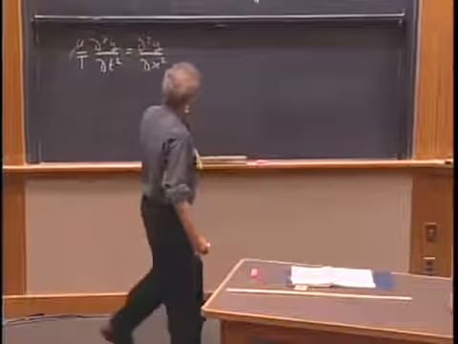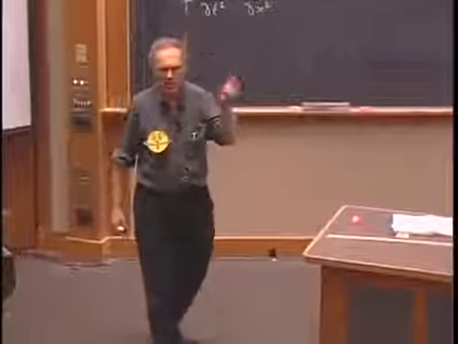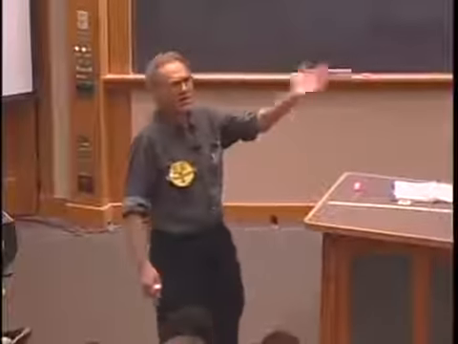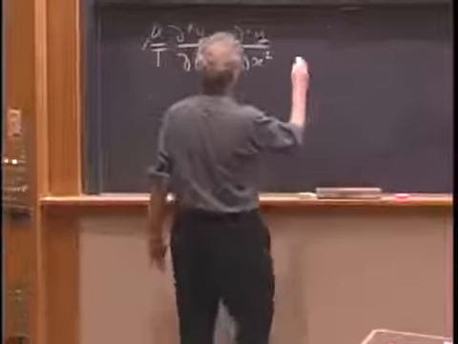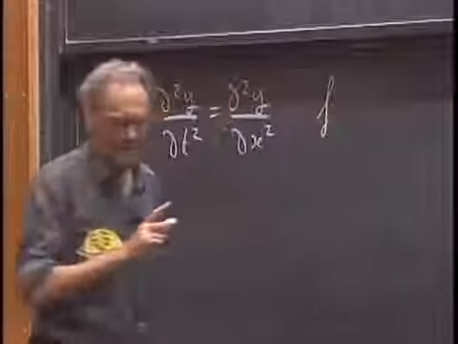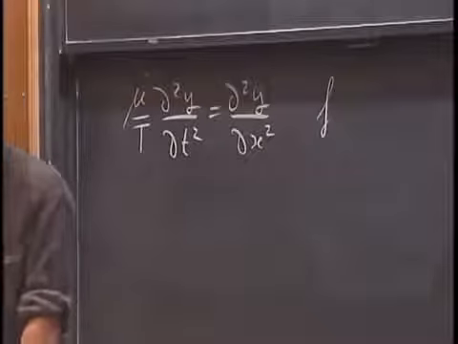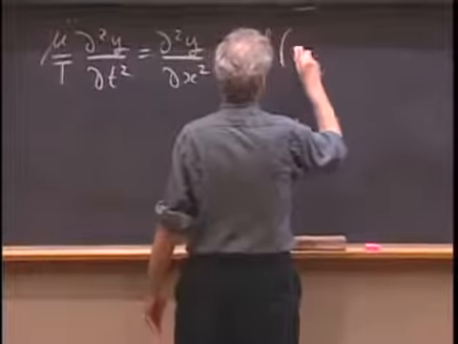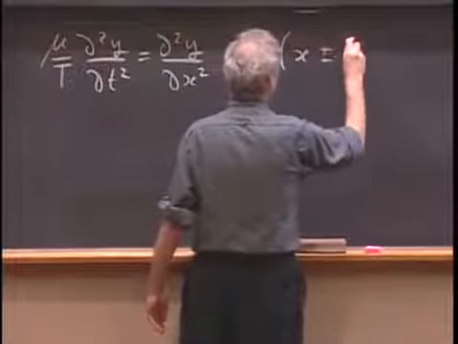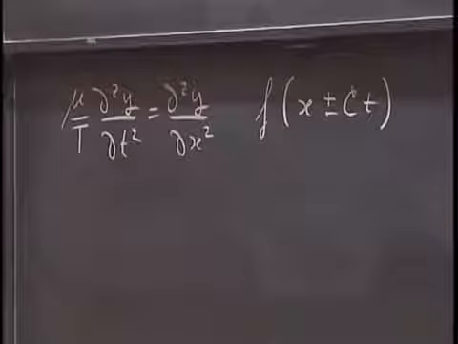What is a possible solution to this differential equation? You can just see it. By looking at it, you immediately see what the solution must be. Any function, any single valued function, you can come up with any one, I don't care which one, any single valued function of x plus or minus a constant times t will satisfy this differential equation. Just look at it. You can see immediately that it works.